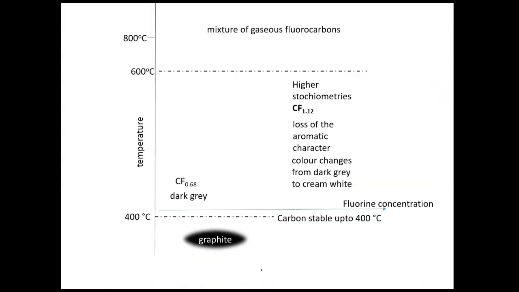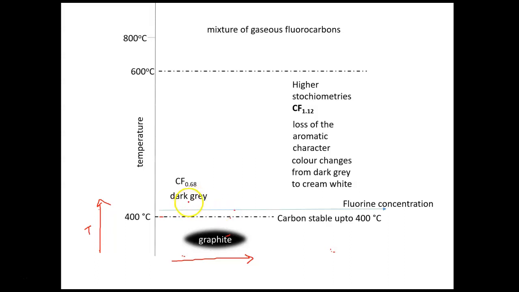So here is a graphical representation attempting to illustrate what happens when you heat graphite powder with fluorine. On one axis we are showing the fluorine concentration, from low fluorine concentration to higher fluorine concentration, and on the other axis you have the temperature. Up to 400 degrees Celsius there is no reaction. The graphite is stable up to 400 degrees Celsius. At 420 degrees Celsius it starts to react.